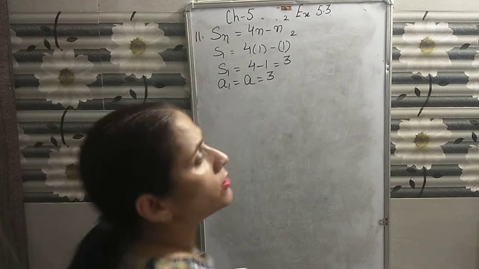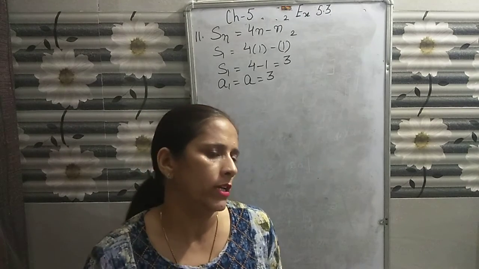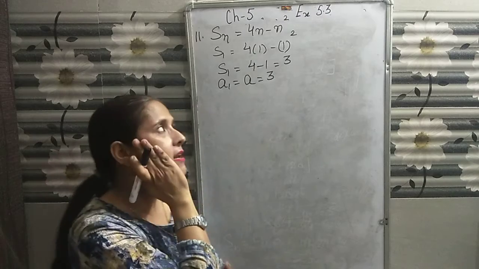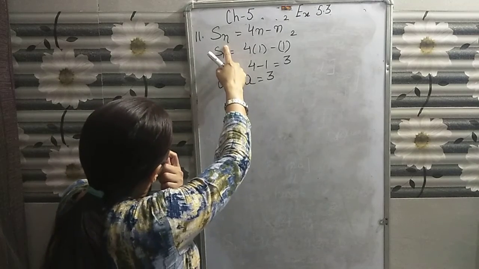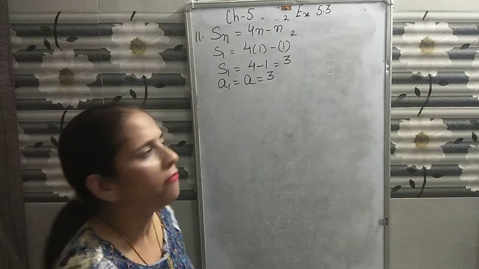Good morning everyone. So today I am here to discuss chapter 5 exercise 5.3. I am continuing with question number 11. You are given the sum of n terms as 4n minus n square. You have to find the first term.